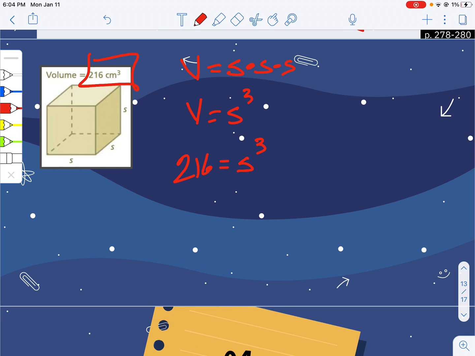Now to get rid of this cube, we want to take the cube root, because remember, we're trying to solve for this s value so we can find out what each of these sides are. So to get rid of this cube, we take the cube root of each side. And the cube root of 216 we would find is 6.